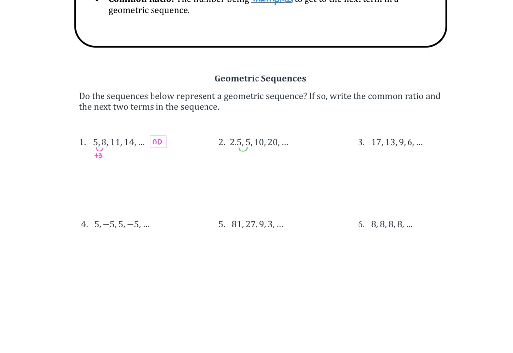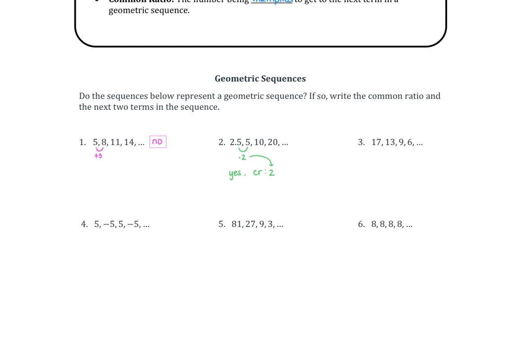So then I have to say, okay, well, what would I multiply by? 2.5 times 2 would get me to 5. Well, is that true? 5 times 2 would get me to 10? Yes. 10 times 2 would get me to 20? Yes. So yes, this is a geometric sequence because I'm multiplying to get to the next term. My common ratio, which we're going to abbreviate with CR, is the number that I multiply by. So that is my 2.